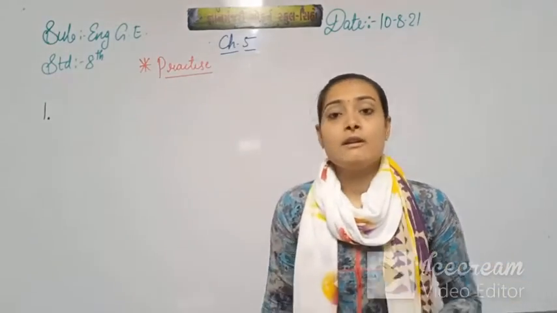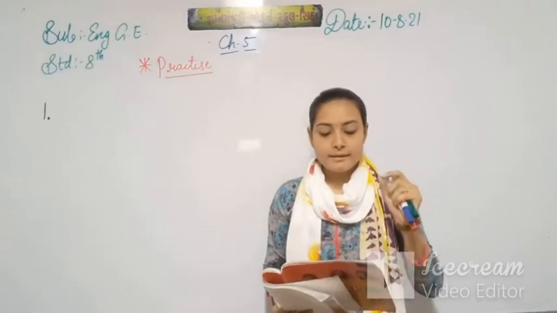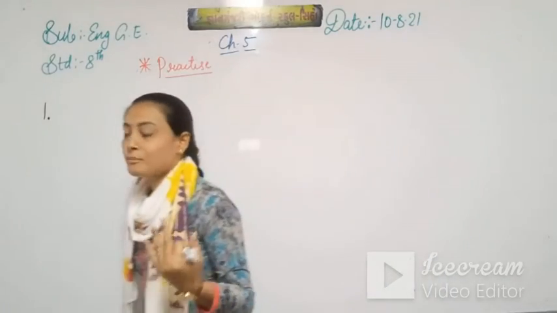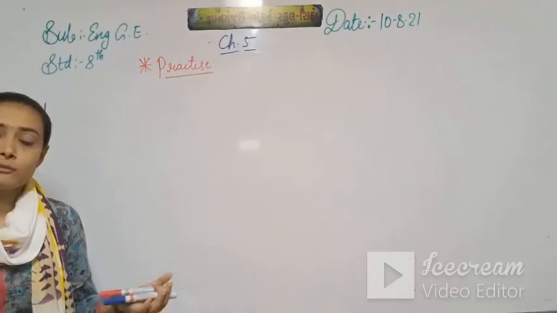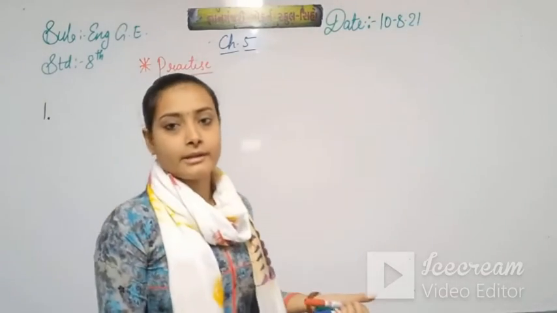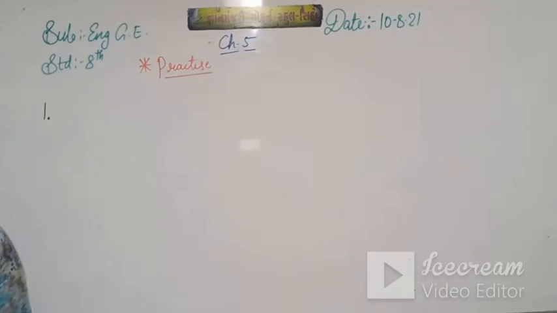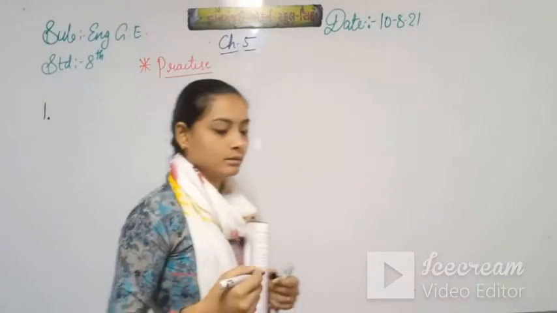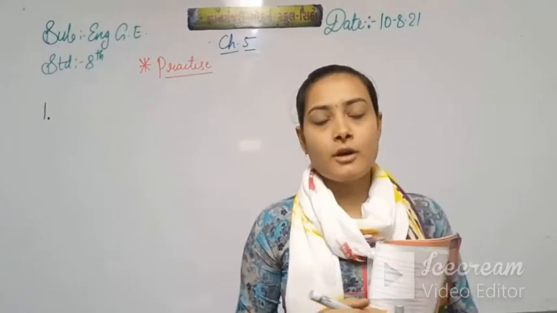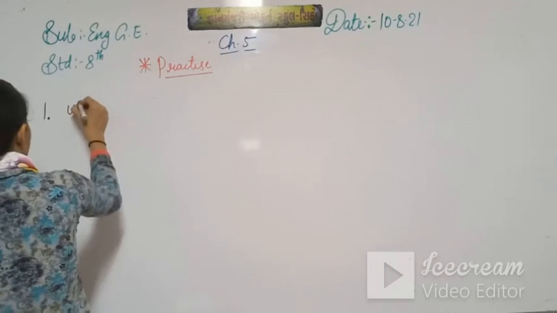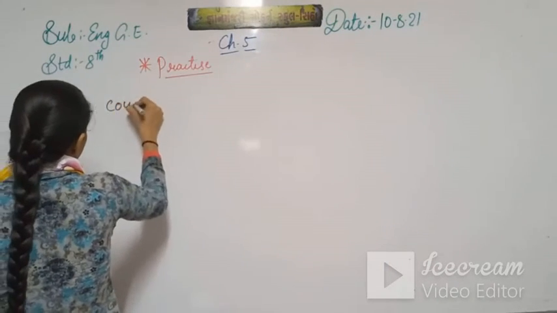Here what is given? We are hungry and there are some eggs in the house. So now we have to make something from the eggs, right? And then we can eat it. Yes or not? So here, what we can make from the egg, right? So in the first question, hum kuch bana sakte hai.